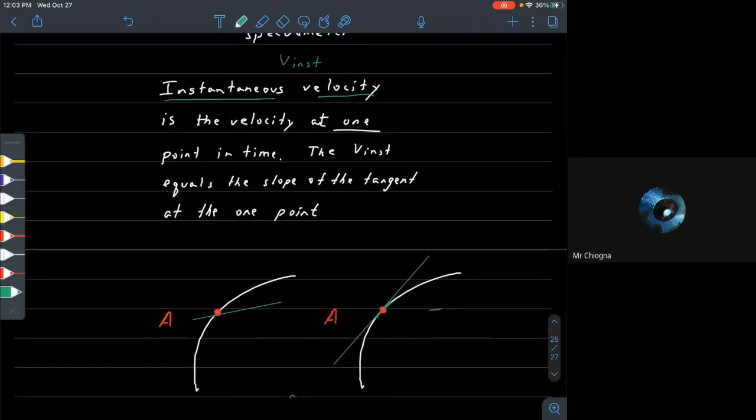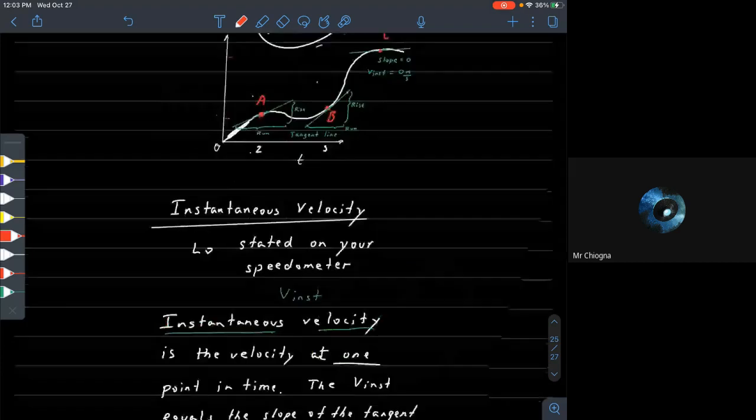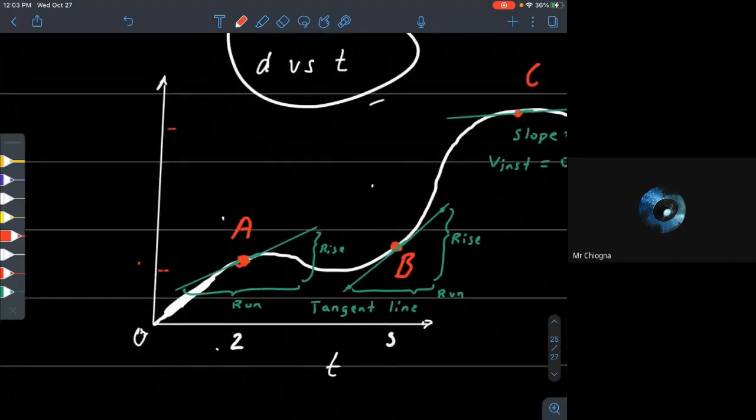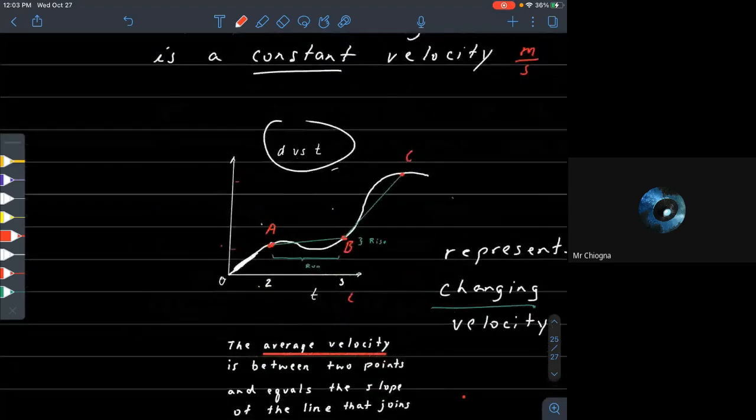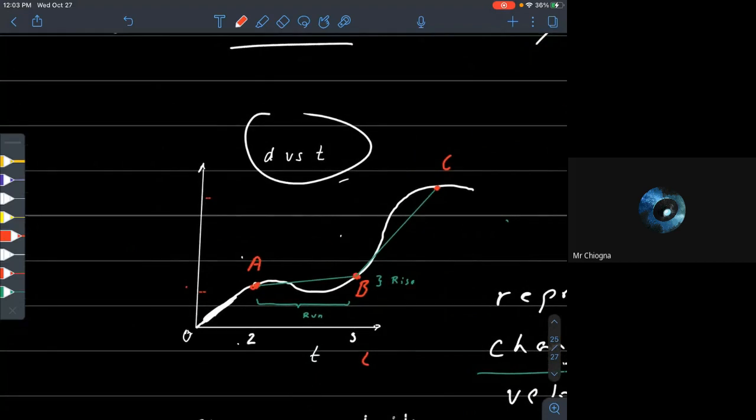So, three main calculations. Instantaneous: just draw a line at a single point and find the slope of that line. That's instantaneous. Average: this is average here. You need two points. Draw a line that connects those two points, find the slope. That's your average velocity. Why do we speak of average and instantaneous on a curve? Because it's not a straight line. It's not a constant.